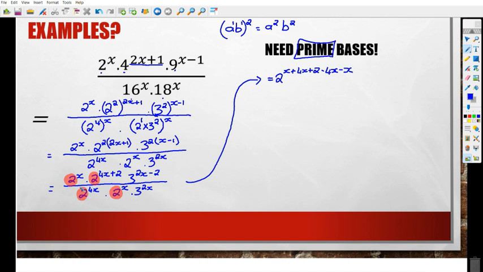I don't have to put brackets around the 4x because it's just one term, and I don't have to put brackets around that x because it's just one term. But I'm going to minus both of them, so minus 4x and minus that x there. And that's being multiplied by 3. 3 is my other prime base that I've got there. I've got 1 3 at the top, and I've got another 3 there at the bottom.